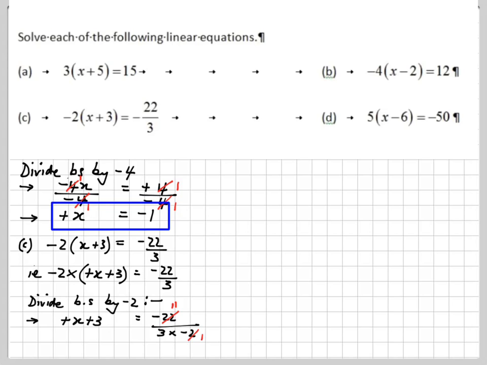The 2 goes into 22 11 times, and so what do we get? That's plus 11 over 3, because there's a minus on the top and a minus on the bottom. That gets you a plus.